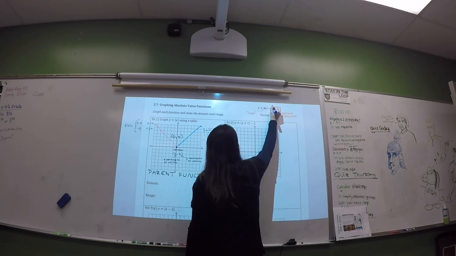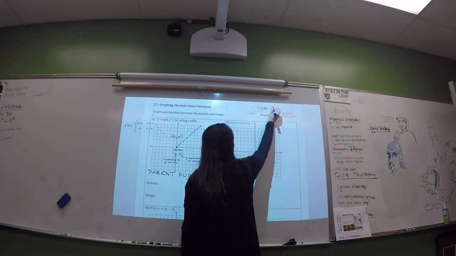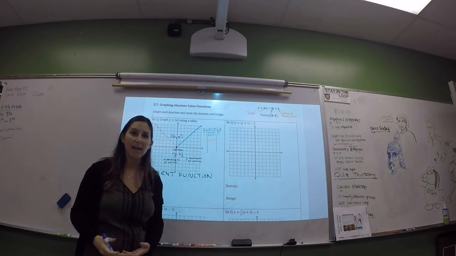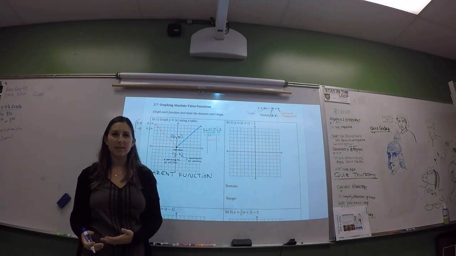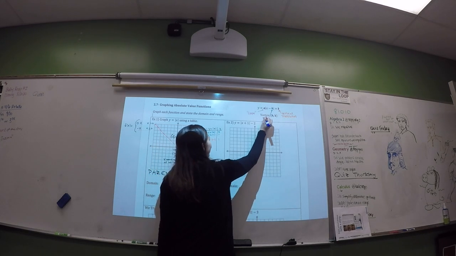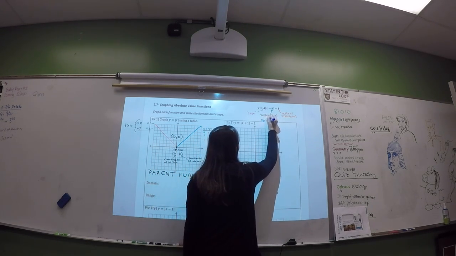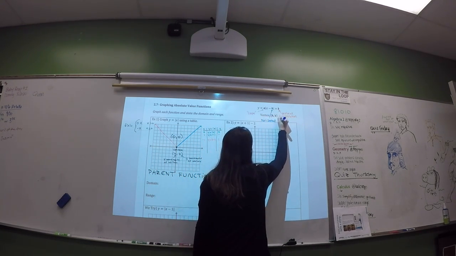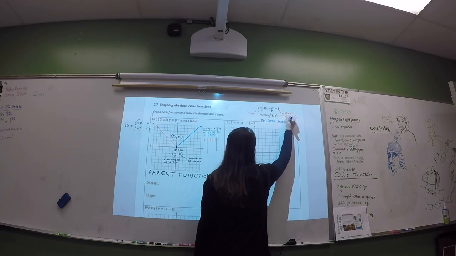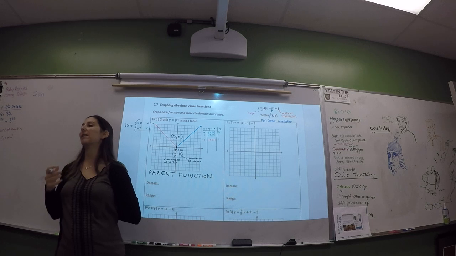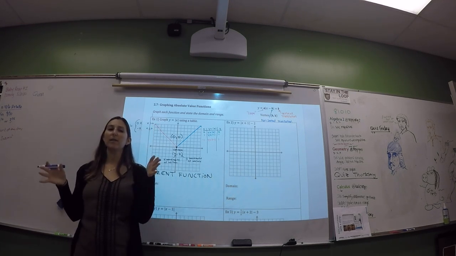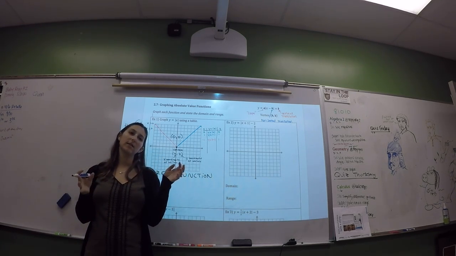Now the h, since it's next to x, which way do you think it moves it? Left, right. Horizontal. So the h is a type of horizontal translation. If you have something either added or subtracted to x in the absolute value, that's going to move it either left or right.